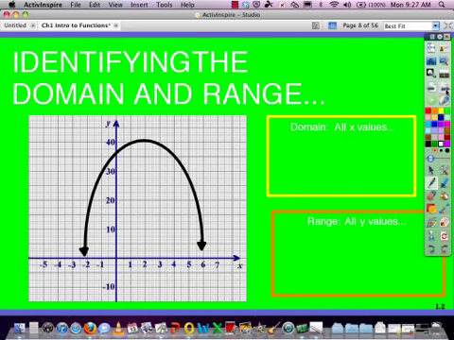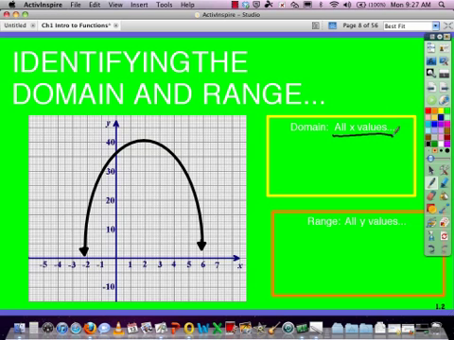Some of you like to say, oh, you're graphing a parabola. Okay, but now again, it's not to identify the graph, it's to identify the domain and the range. So start looking for all your x values. So your eyeballs should be going left to right on this graph and saying, what is the lowest x value? What is the highest x value on this graph?